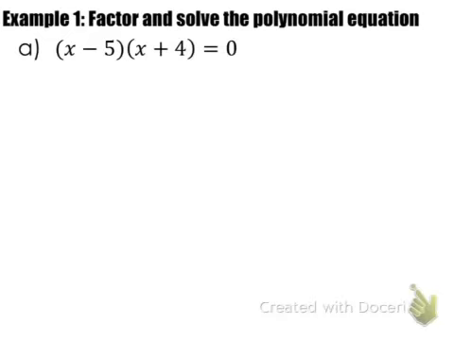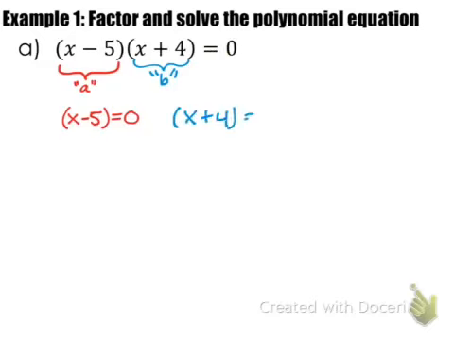So taking what we just learned, if we multiply two binomials, x minus 5 times the quantity of x plus 4, and that equals 0, and we're trying to figure out what the value of x is, well, if we apply the zero product property, we can say that x minus 5 is our a, and our x plus 4 is our b, and we just learned that if we multiply two variables together and we get 0, well, x minus 5 has to equal 0 or x plus 4 will equal 0.